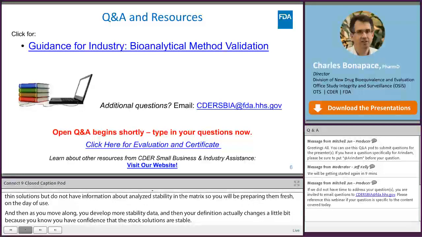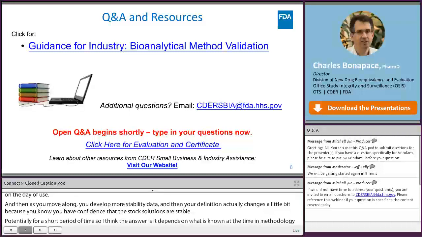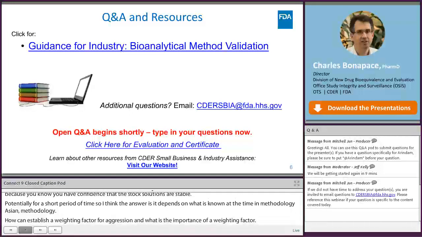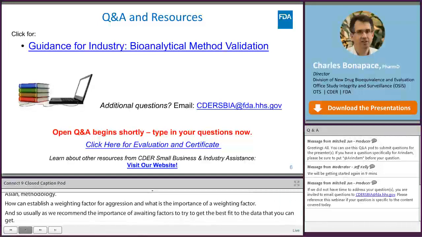Another question is how can you establish a weighting factor model for regression, and what is the importance of a weighting factor? Usually, as we recommend, the importance of a weighting factor is to try to get the best fit to the data that you can get. The recommendation is to use the simplest model that best fits the data. So if you can do that with a simple linear regression with a simple weighting factor, that's the recommendation. We never recommend you use a more complex model than is necessary.